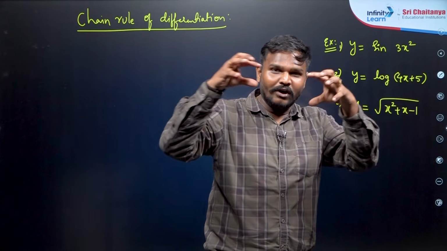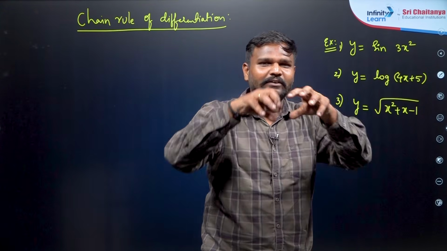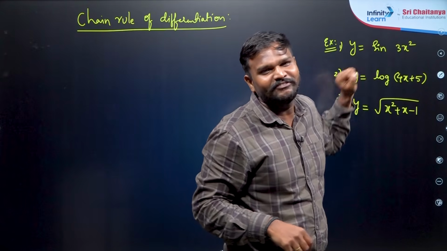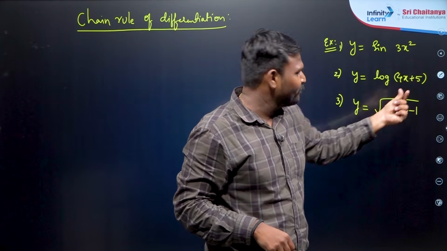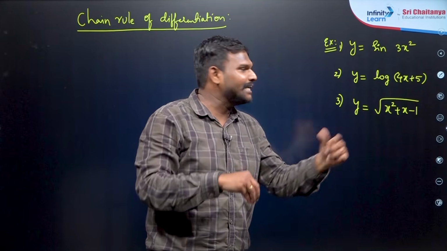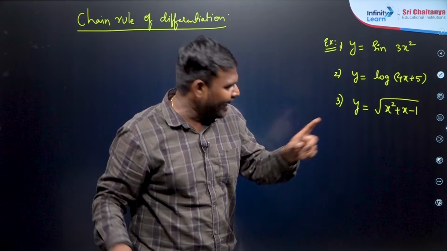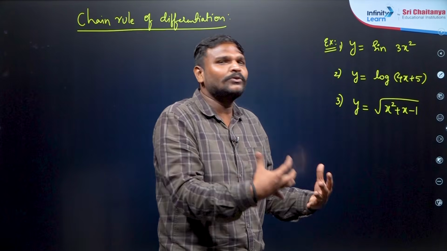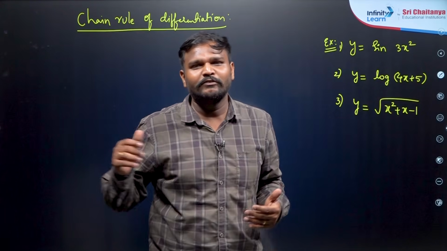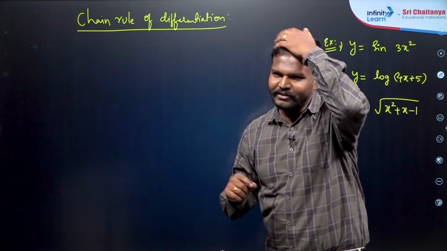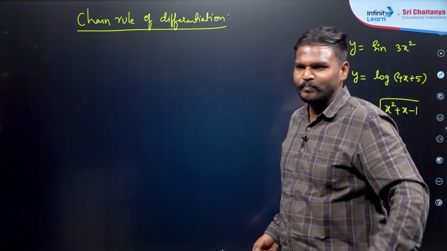But here, an algebra function and a trigonometry function are inside another function. Here logarithm is inside another algebra, under root algebra inside another algebra. Root of x you know is 1 by 2 root x, x square you know the derivative is 2x, but when both of them combine together, then we have to do chain rule of differentiation. This is a very important topic, sir. It is like a level 2.